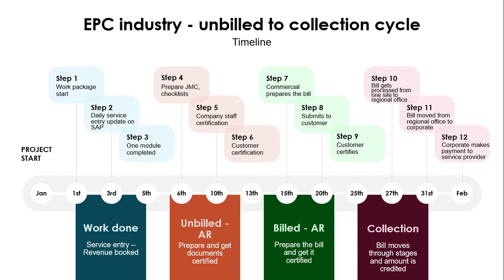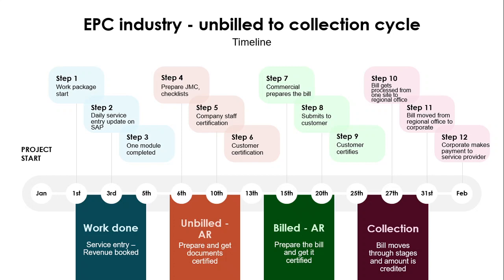In this video, we will be seeing how we move from unbilled to the collection, how the cycle happens on the commercial side, which is a critical concept to understand. So I have taken here a timeline between January and February, so 1 month, and we are assuming the project starts in January, and you start the work on 1st of Jan.